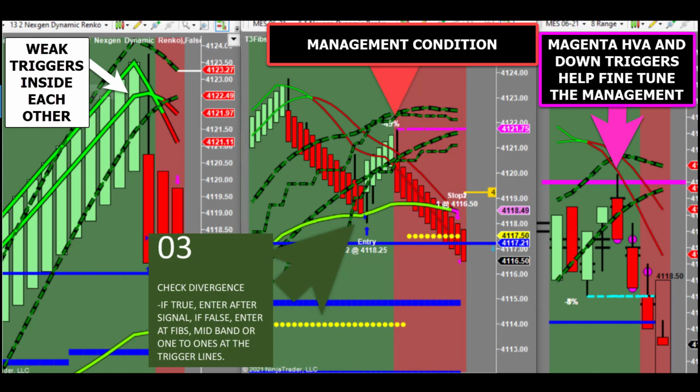The correct management would have been to exit with a small profit, and then look for another trade from the edges if possible. As you study the market flow, pay particular attention to weak triggers, divergences, and market flow signals that line up for fine-tuning your management. Also, keep in mind that it is very important that you participate in class, posting your losing trades and gaining a quick understanding of how to manage your entries and exits properly.